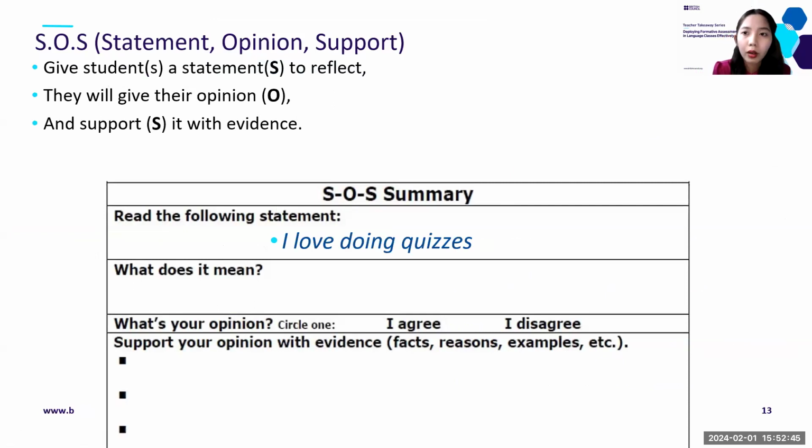For more adult students, we can put the second S for support. Students have to give their support sentence based on their answers. So that is also a kind of exit ticket that we can do in our classroom. And then we can collect the data and information from our students. So these are some exit tickets that we can use.